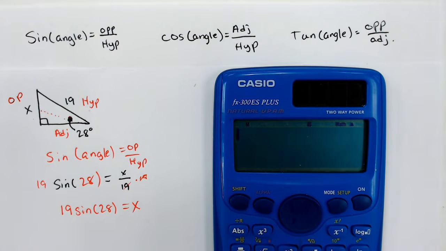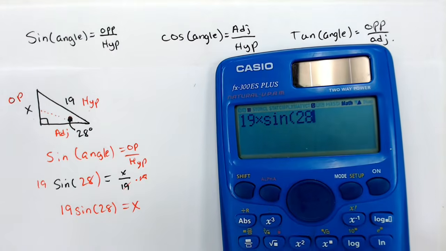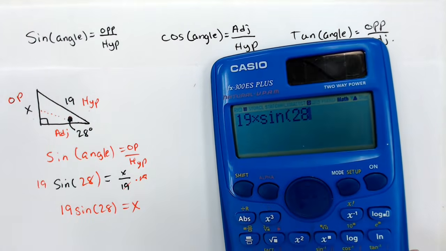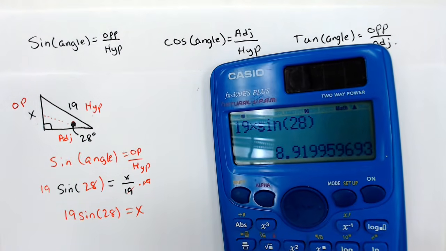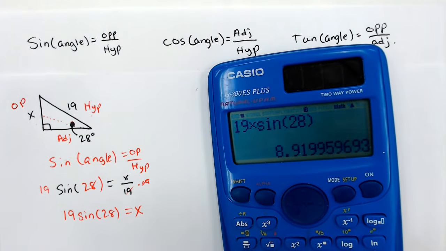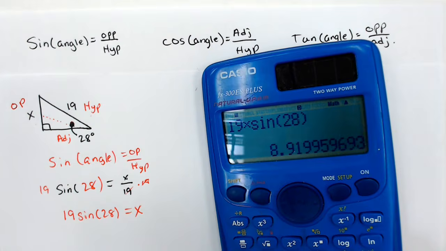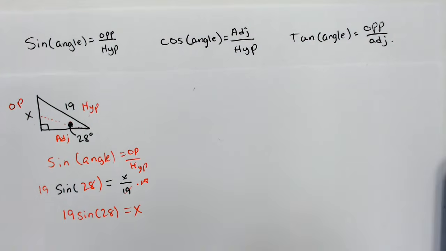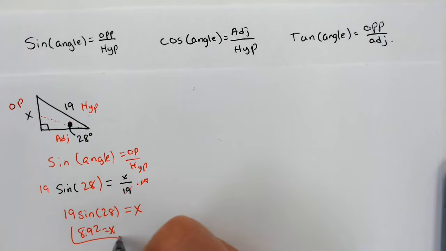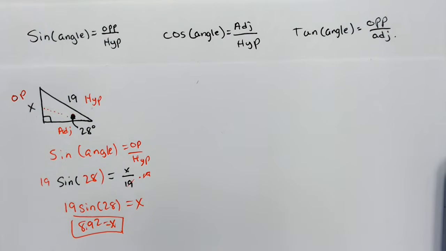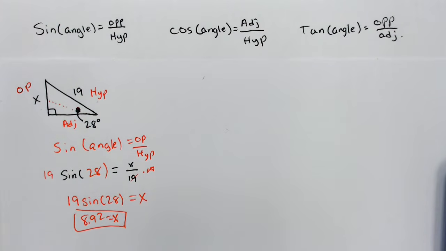And that way, when you type it in as the 19 times the sine of 28, you can get it to look exactly like this. And then all you have to do is hit equals, and it tells you that it equals 8.91. Or, well, 8.92. We can round it up. So x is equal to 8.92. We are done. Let's do a few more.